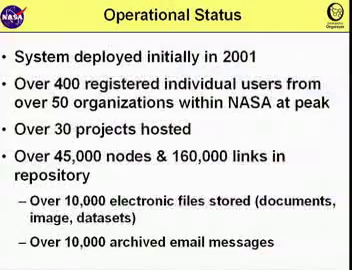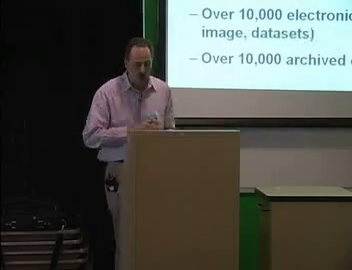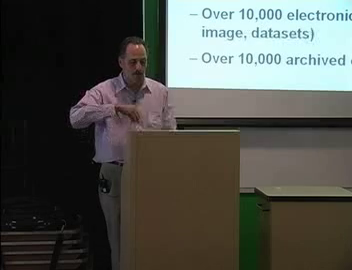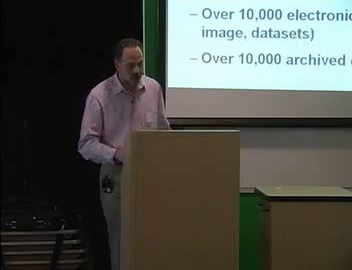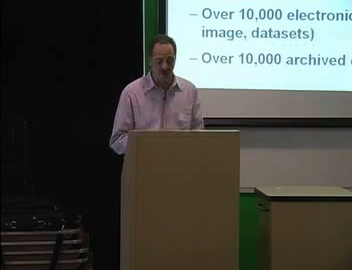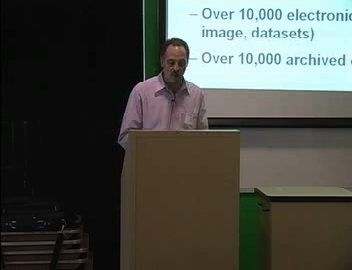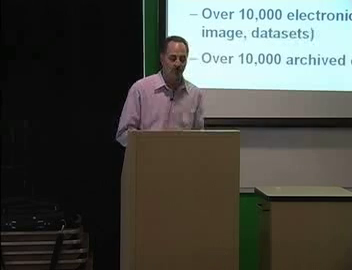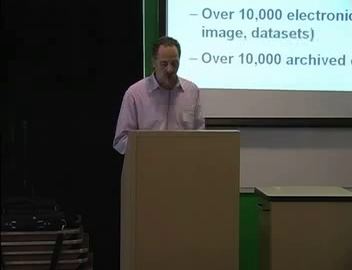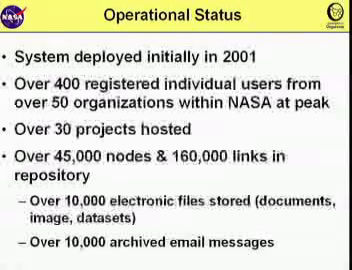Okay, let me go on to some of the applications, aside from the astrobiology application. So I wanted to just mention the status of the system. We initially deployed in 2001. At its peak, we had over 400 registered users from within NASA, and some at some universities as well. We've hosted over 30 different projects. The network structure is rather large. I guess it's all relative, but there are 45,000 nodes and 160,000 links in the repository.